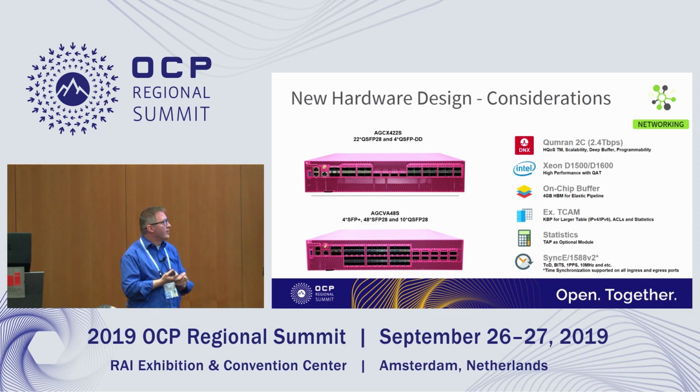As a CPU, we're using a Broadwell D1500 series CPU. As I mentioned, at some point in time, we thought about using the D1600 because that one has QAT support, which allows you to do IPsec natively. But then we thought that we don't need that on the box and went back to the D1500. The box has, for our purposes, enough on-chip buffer to do the packet forwarding in the way we need that.